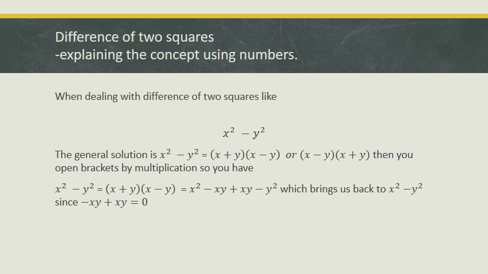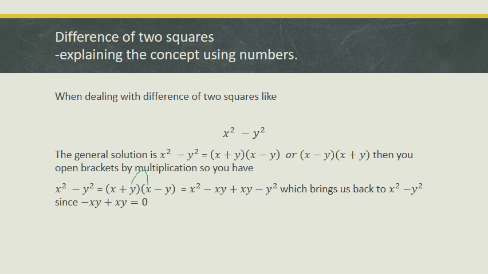So when you're solving, initially you have x squared minus y squared. In the bracket, the first one contains an x, not an x squared. So x plus y, not y squared, multiplied by x minus y. Then you open the brackets by multiplication. So you have x multiplying x to give you x squared, and you have x multiplying minus y, because you have this minus sign here, to give you minus xy.